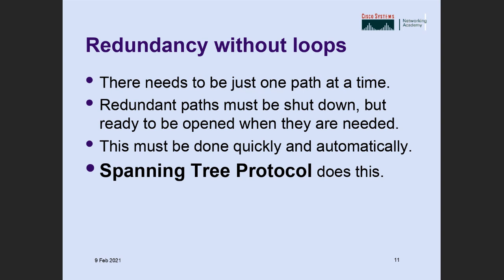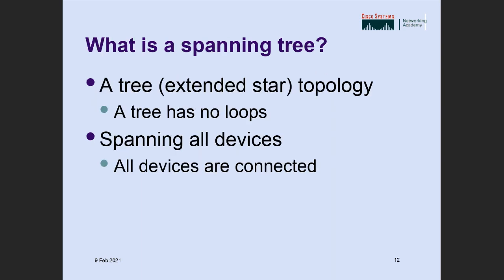We don't have to sit there and wait for people to cut cables or accidentally create loops or move wires when they shouldn't have. It will automatically create a loop-free topology, and if something changes, it'll very quickly recover from it. So what the heck is a spanning tree? It's a tree topology, an extended star topology. No loops. All devices are connected.